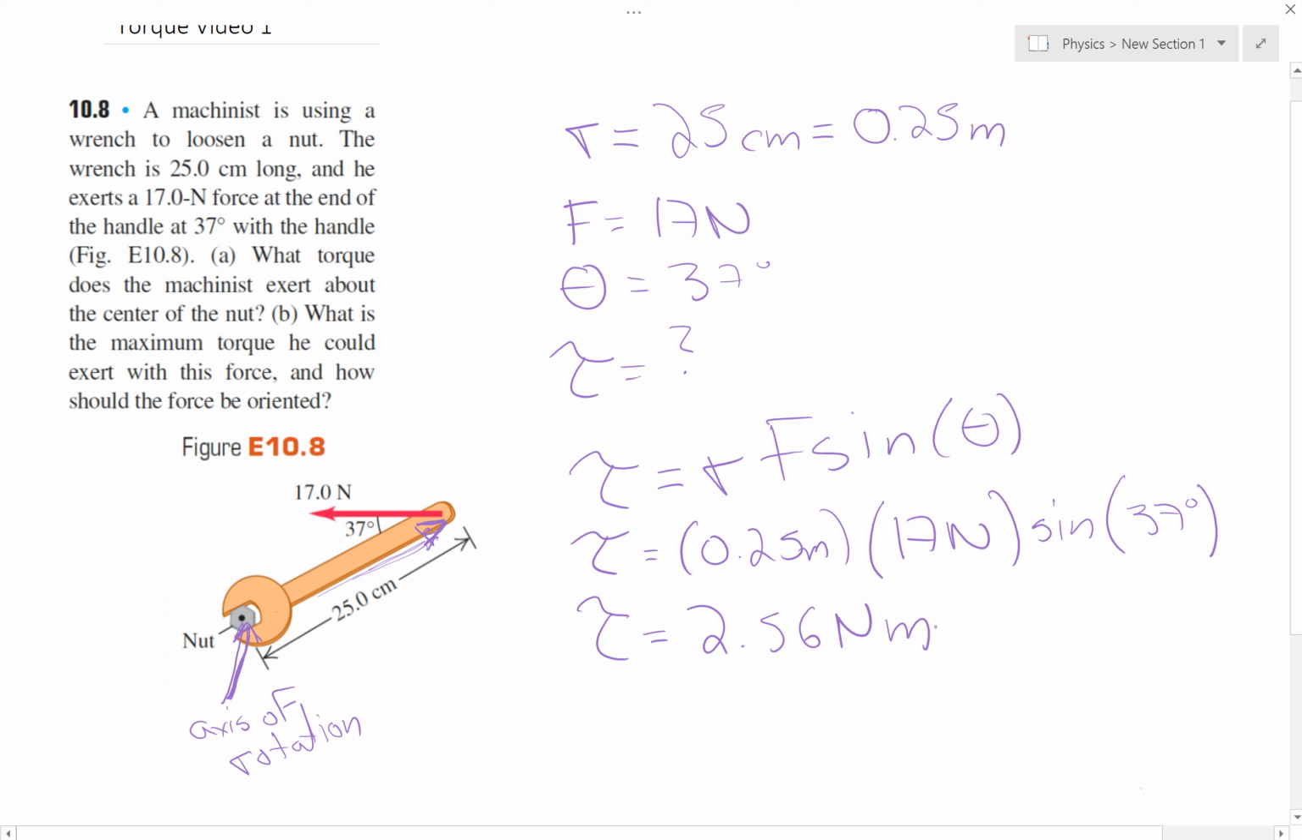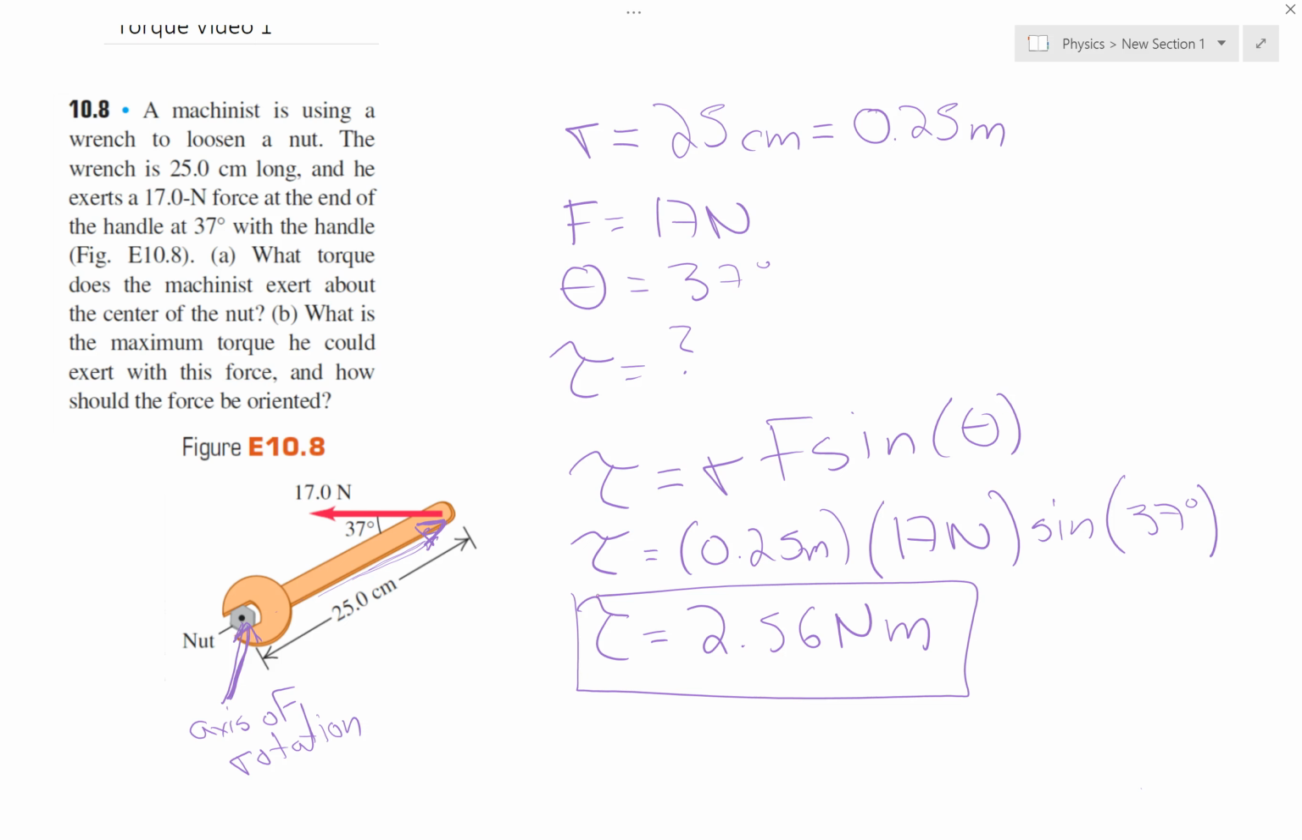Now we can look at this system and kind of visualize, and we can see really quickly that this is going to rotate in the counterclockwise direction, so it's going to be a positive number. So I'm going to leave this number as positive, and I'm going to say that my answer is 2.56 Newton meters, direction and magnitude. That's good.